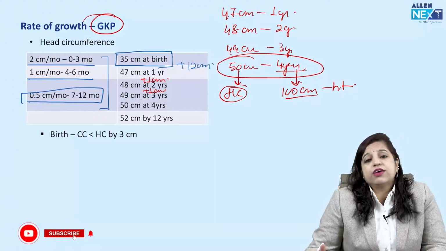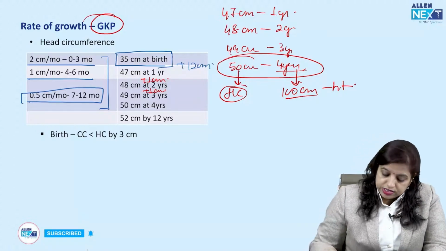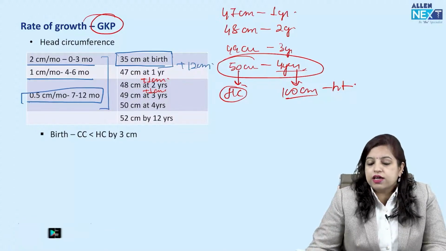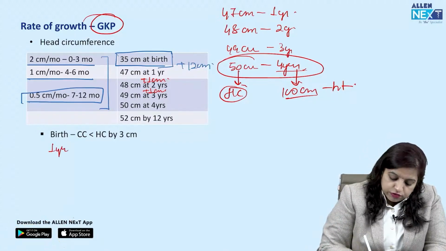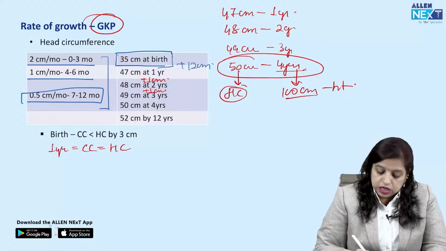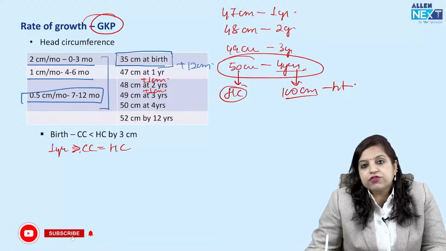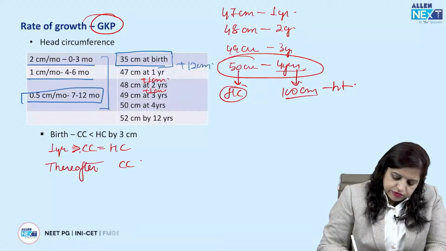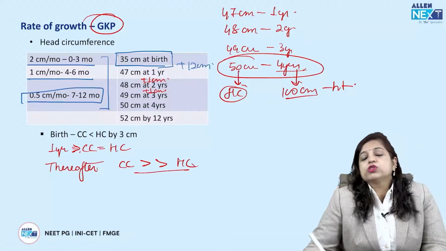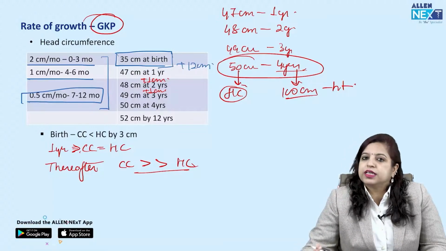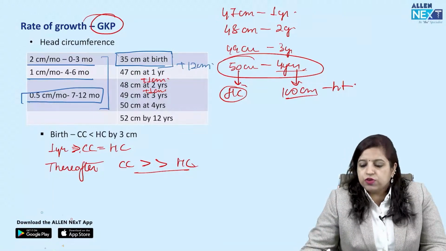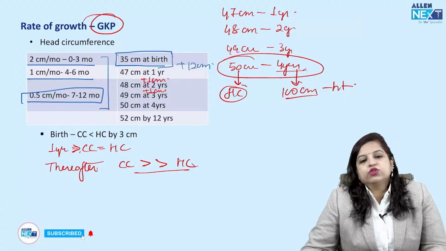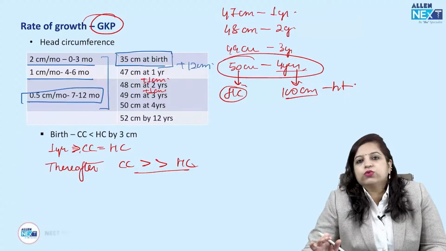Now coming to the relation between chest circumference and head circumference. Chest circumference is definitely less than the head circumference by 3 centimeters at birth. And then, as I was telling you, that was there in the question, at 1 year of age, remember, chest circumference becomes equal to the head circumference, and thereafter always remember, chest circumference surpasses head circumference, although by a few centimeters, but yes, it surpasses head circumference, right? So that is it about growth. This much you should be very clear, and I'm sure you're going to get 1 or 2 questions and you're going to ace them, right?